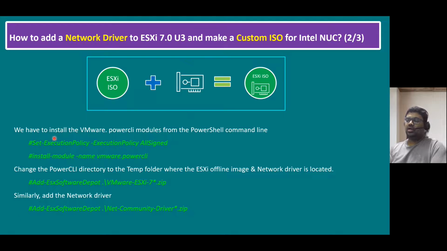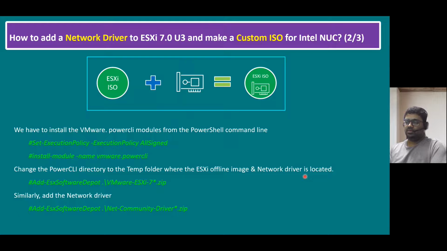In order to run all the script executions, set execution policy should be all signed. Okay, this is a recommended step. And then we can install the module named VMware PowerCLI. In our lab system we already installed it, but if you want to install PowerCLI on PowerShell, you can run this command.